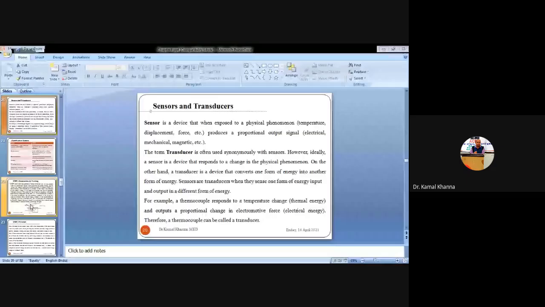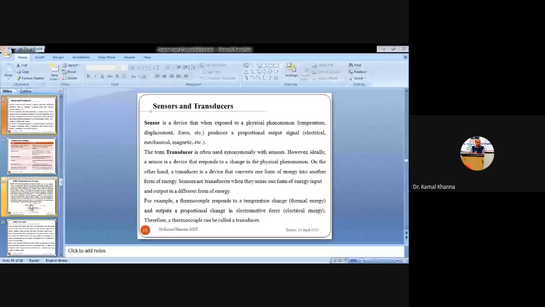So I'm again explaining that a transducer is basically converting one form of energy into another form of energy, and also converting that output into the desired format. That is, if the user wants that energy in the form of electrical energy or thermal energy, then that particular transducer can be used to convert that output into the desired form of energy. So they are basically paired with the sensors.